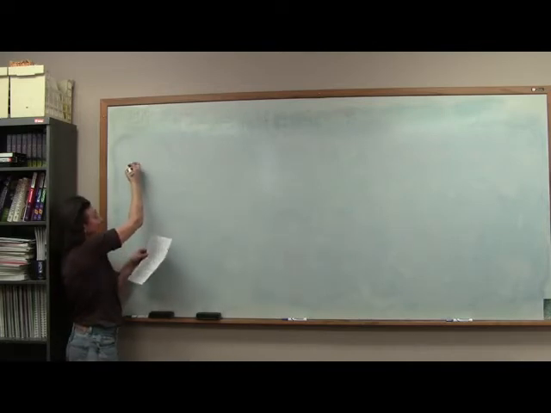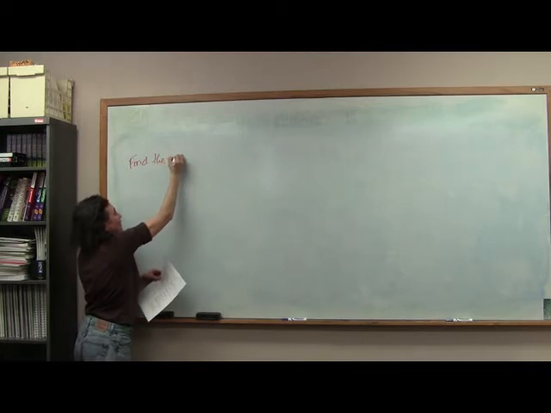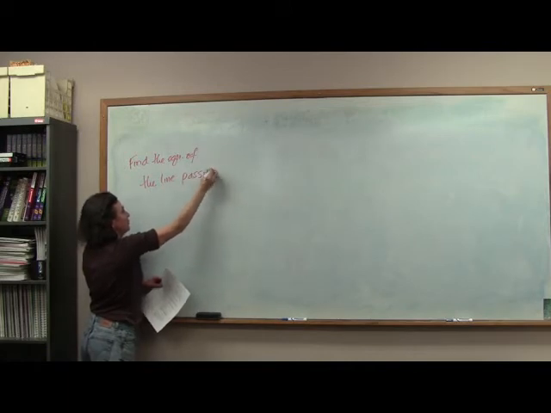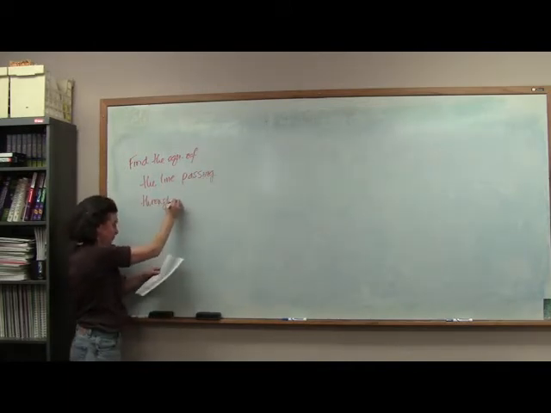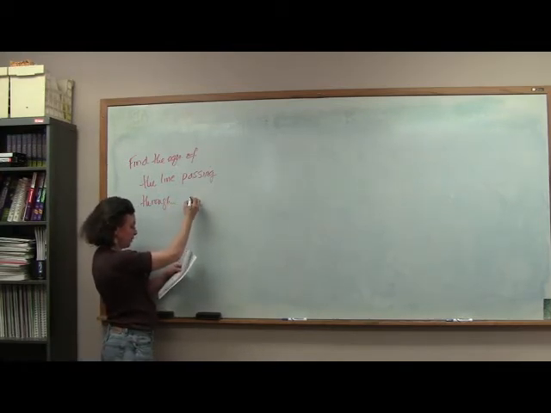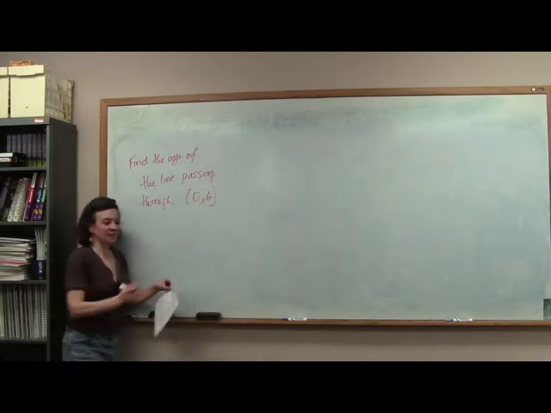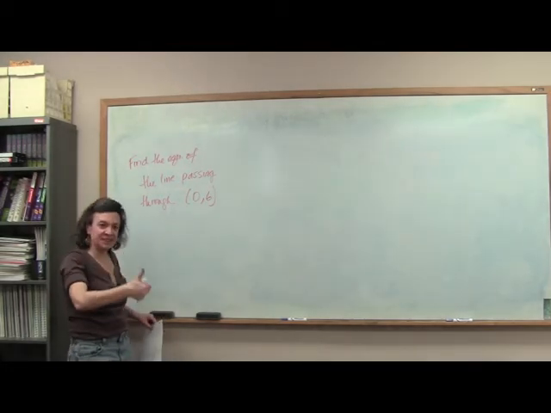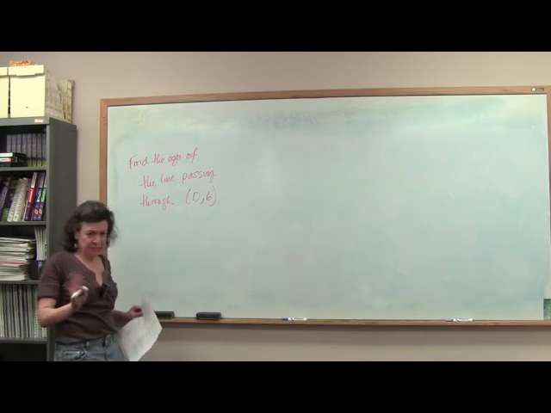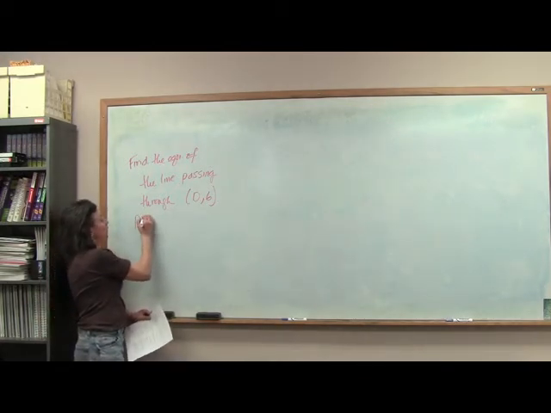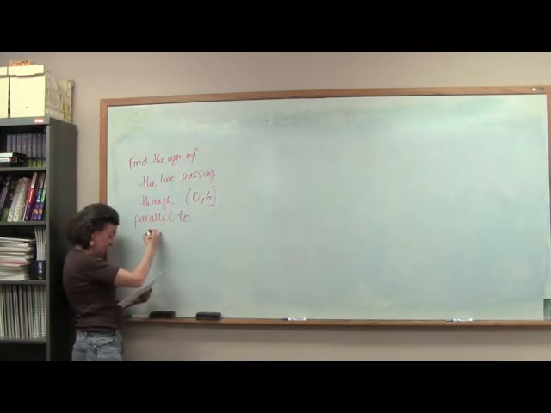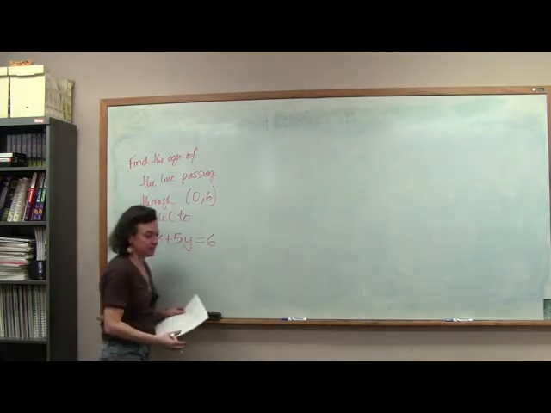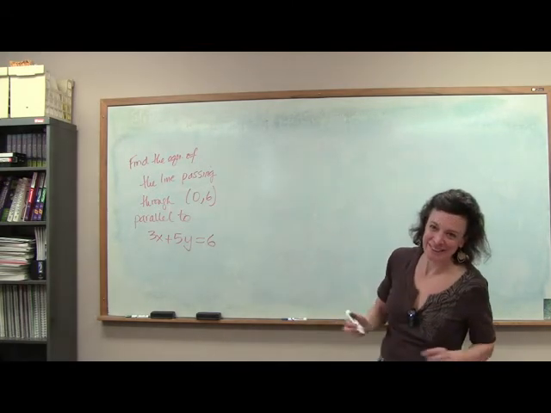Oh, this is cute. Let's find the equation of the line passing through, who cares? Let's be really nice to ourselves. 0, 6. Why is that really nice? Notice it's our y-intercept. Yes! You want to identify that if you can. If you didn't catch it, don't worry about it. But we want to make it parallel to this line. 3x plus 5y equals 6. I had to put one little twist in it.